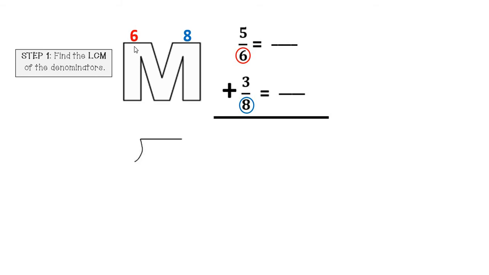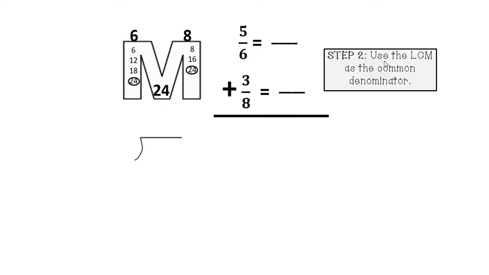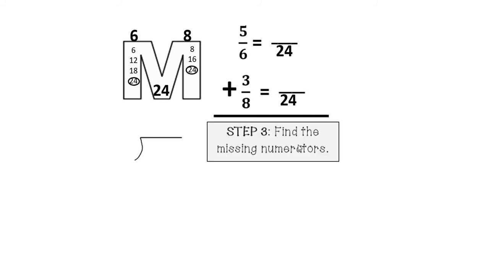So counting by 6s, I do 6, 12, 18, 24. Multiples of 8, 8, 16, 24. And with these larger numbers, I have to go all the way out to 24 to find my least common multiple. So my LCM is 24 here. Step 2, I'm going to use that as my common denominator. And step 3, I'm going to find my missing numerators.